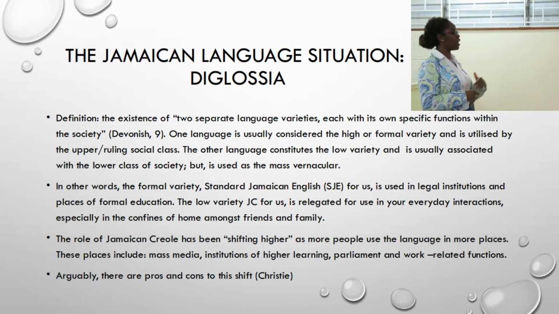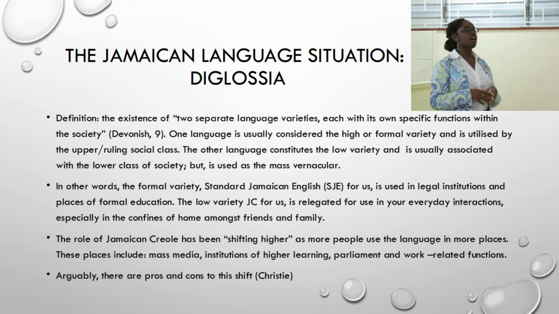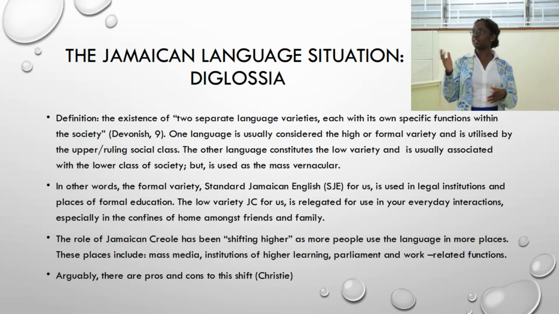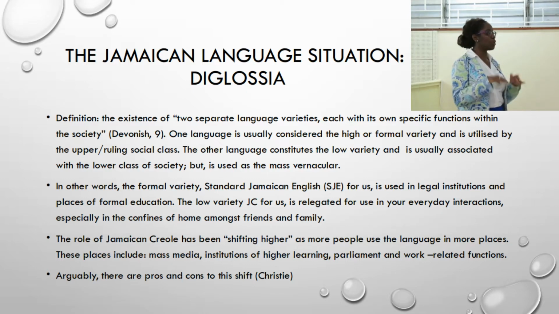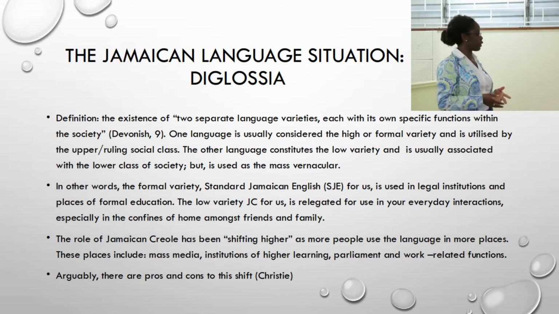We have one that is called the high variety, that is spoken mostly by the upper class in society, and we have the low variety, which is usually associated with the lower class in society. So for us in Jamaica, the higher variety would be standard Jamaican English, which is not the same as British English, and our low variety then would be Jamaican Creole.